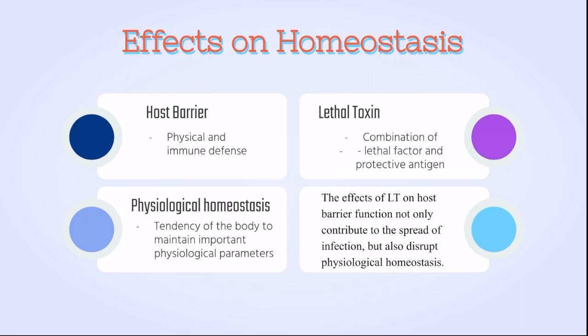And this is a big deal because physiological homeostasis is the tendency for the body to maintain critical physiological parameters, which include blood glucose level, blood pressure, core body temperature, and a plethora of other things. And if we aren't able to maintain these things, then our body can shut down and our organs can fail.